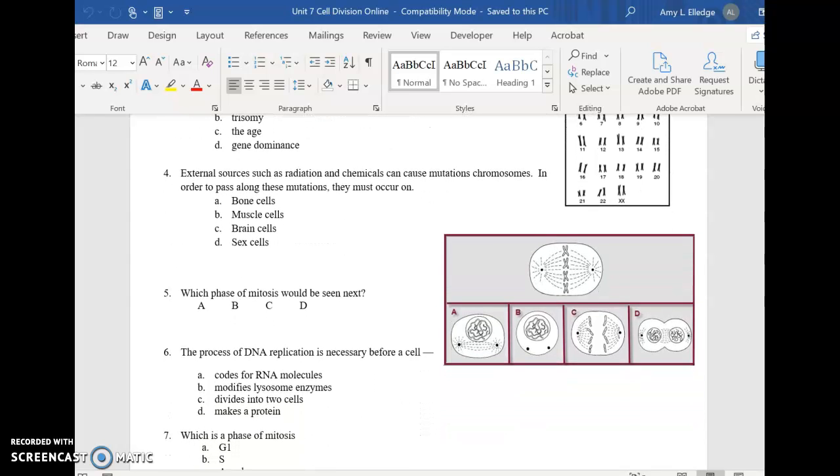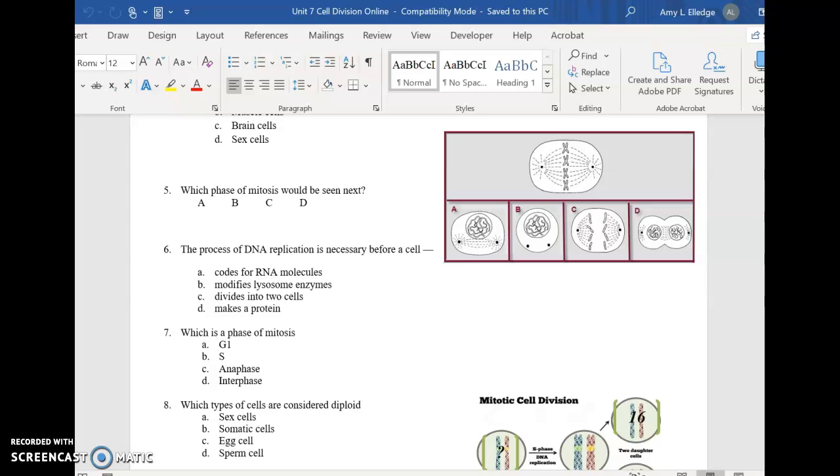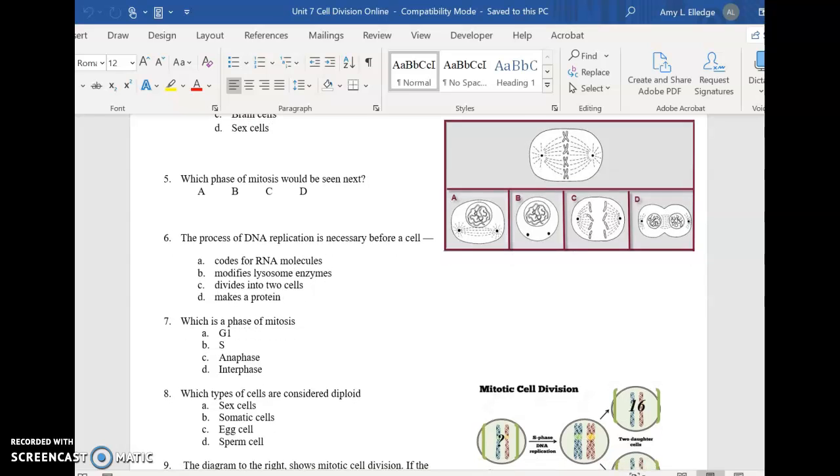Number 4, external sources such as radiation and chemicals can cause mutations in chromosomes. In order to pass along these mutations, they must occur on. Well, you got to think about how do you make babies to pass them on? You got to use sex cells, all right? If it occurs in your bone cells or your muscle cells, or your brain cells, that doesn't get passed on to your kids. That just unfortunately stays with you, those mutations. But if you have a mutation in your sex cells, then of course it can have effects. And remember, especially as a female, your sex cells are inside you your entire life. So all those bad choices that you may or may not make, they do affect those cells.